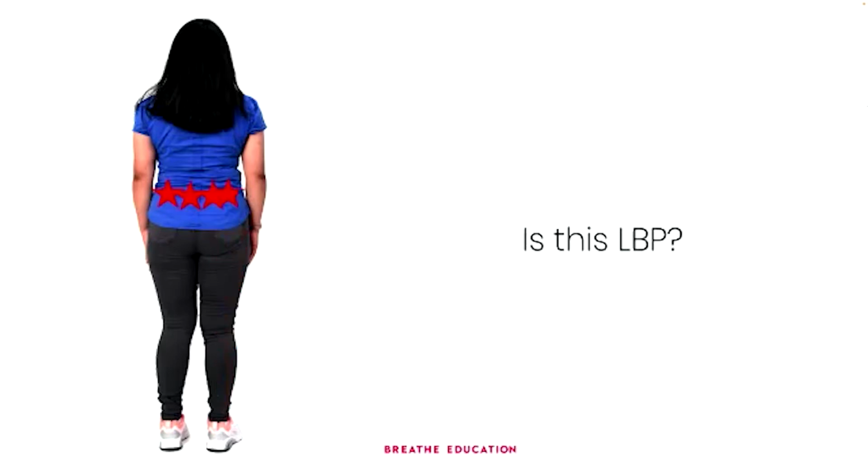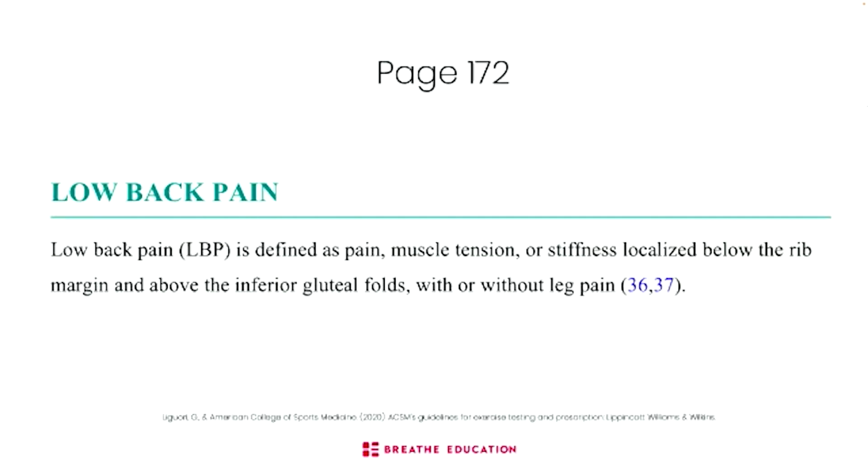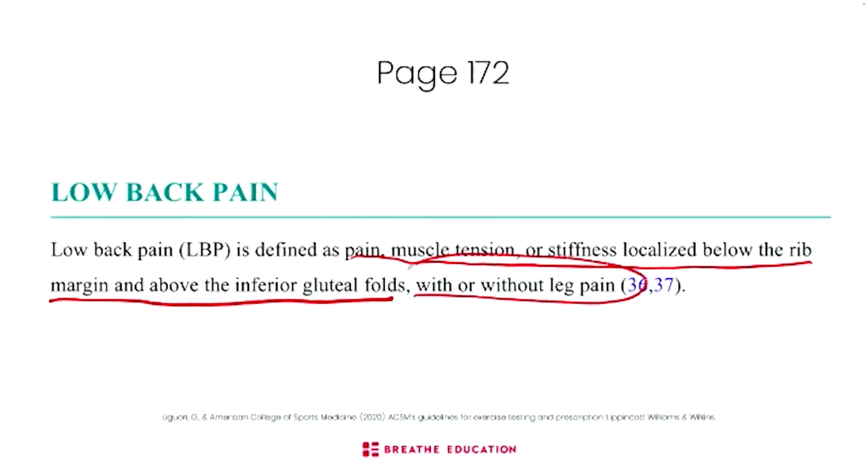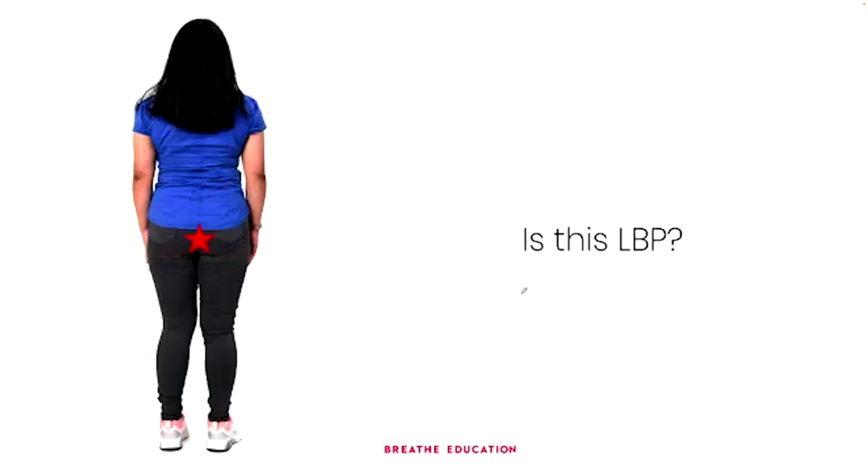That is low back pain, because let's look at the definition of low back pain. Low back pain is defined as pain, muscle tension or stiffness localized below the rib margin and above the inferior gluteal folds, with or without leg pain. With or without leg pain. So, according to the ACSM, this is low back pain.